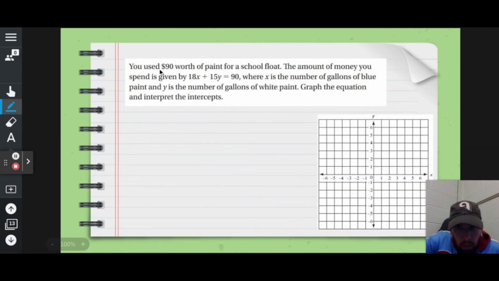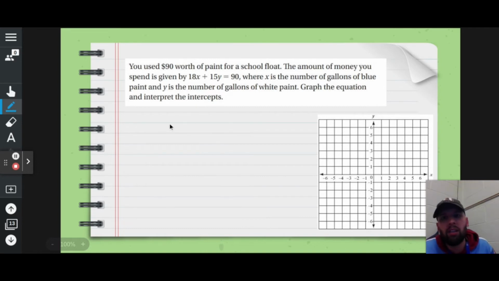You used $90 worth of paint for a school float. Good job, you. You should feel special that you have a problem based off of you. The amount of money you spend is given by that equation right there. So there's my 90, where x is the number of gallons of blue paint and y is the number of gallons of white paint. Graph the equation and interpret the intercepts.